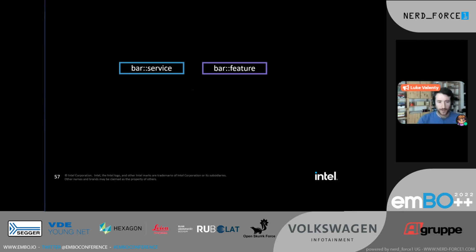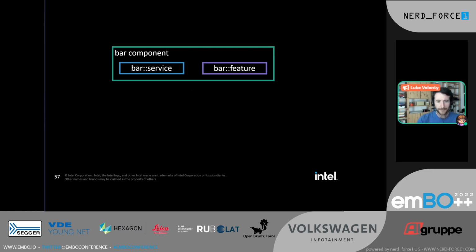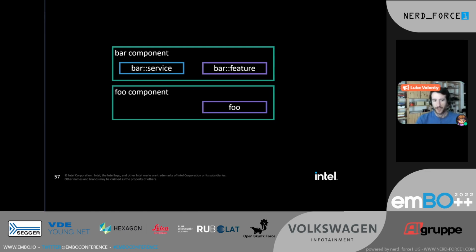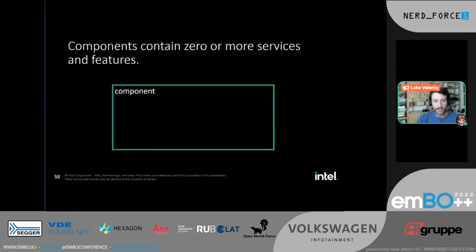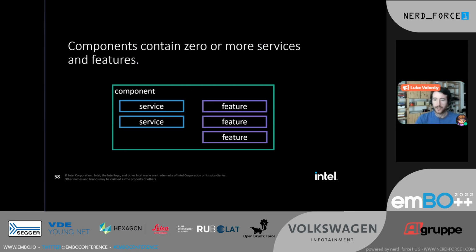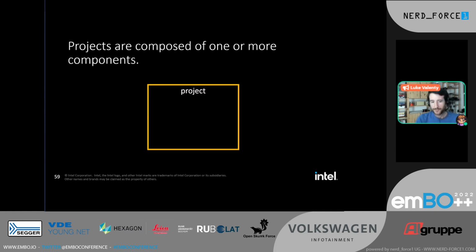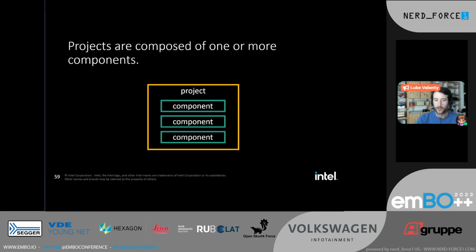Well, the bar feature is really two things. It has to have a service and it has the feature. The service is something that other things can extend. It's an extension point. And the feature is providing the actual functionality. So we can kind of think of these as a single thing or kind of unify them a little bit by putting them in a component. And we can do that for everything, even if there's just a feature or just a service that can get extended. And to generalize this, our components can contain 0 or more services. And when we have a project, our project is composed of 1 or more components.